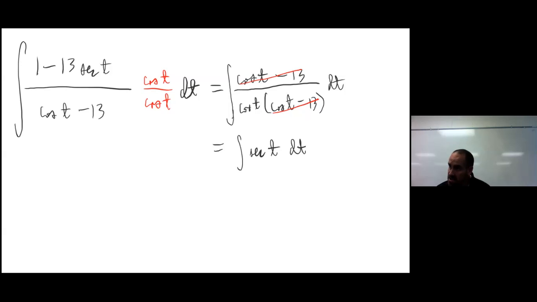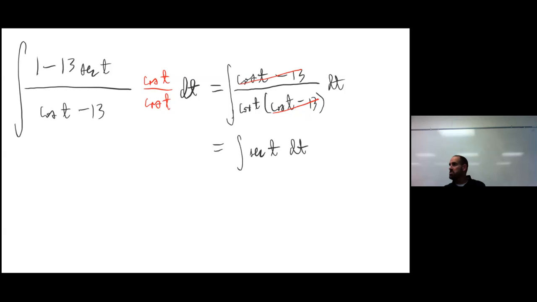You actually know that antiderivative straight up, right? It's just logarithm absolute value of secant t plus tangent t, right? What's the constant? Yes. Yeah, probably. Because secant times cosine is just 1.